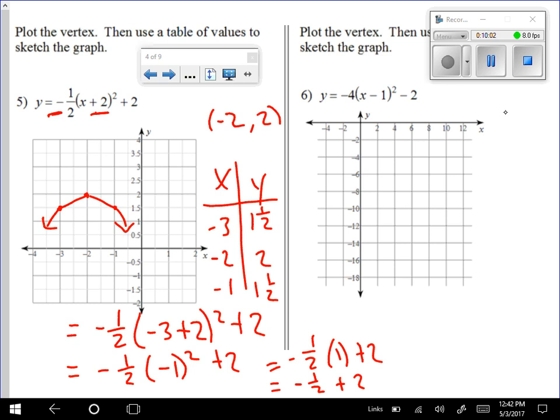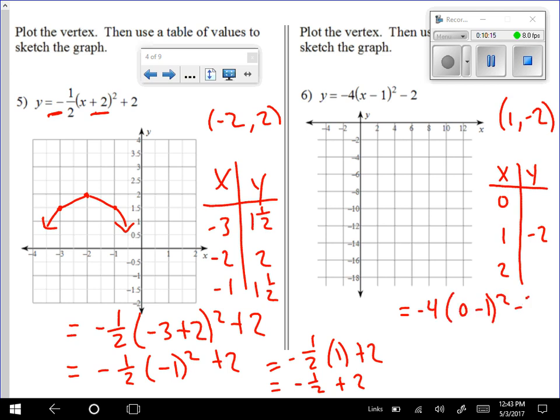Now, number 6, we have a vertex of 1, -2. This one will also be pointing down. So we got 0 and 2. Plug in 0 there. So -4 times 1 minus 2, which would be -4 minus 2, which would give us -6. We plug in 2 there. 2 minus 1 is 1 squared. -4 times 1 is -4 minus 2 would be -6 as well.